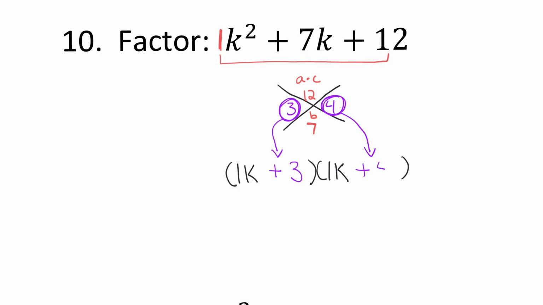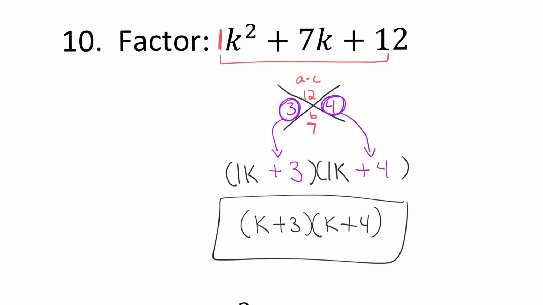You always have to check if you can divide the binomials, but when a is 1, you're not going to be able to divide because the only thing the numbers have in common is 1, and you don't have to divide by 1. So when the a value is 1, you don't have to worry about dividing the binomials, and that's the answer. Now we don't need that 1 next to the k, so let me just rewrite. Without the 1, we have k plus 3 times k plus 4. So those are my factors.